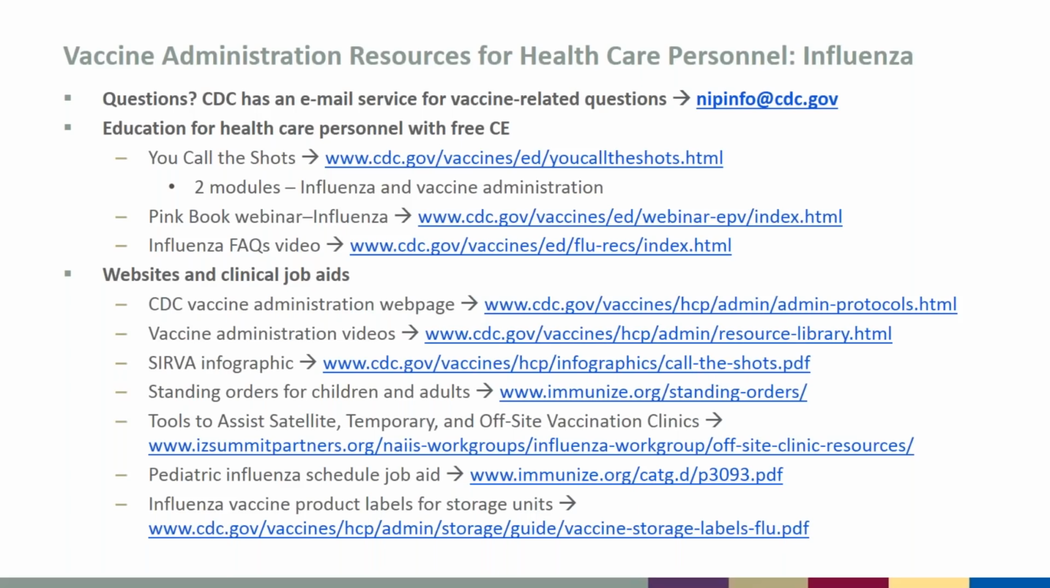And then we have a couple of other ones. One that I always like to point out is the tools to assist satellite, temporary, or off-site vaccination clinics, in case you are holding clinics outside of your clinical facility. And then we have storage labels that will help identify the products that you have within your storage unit.